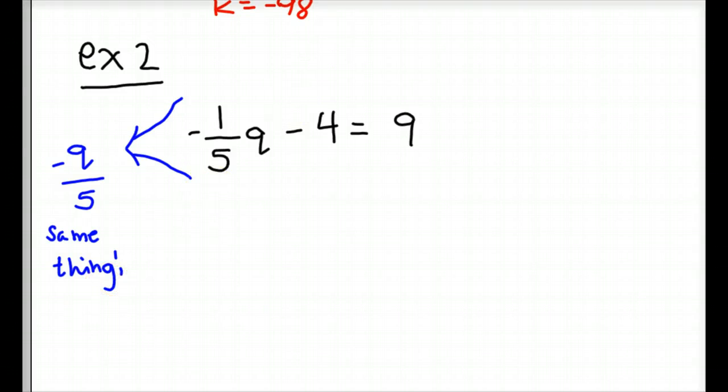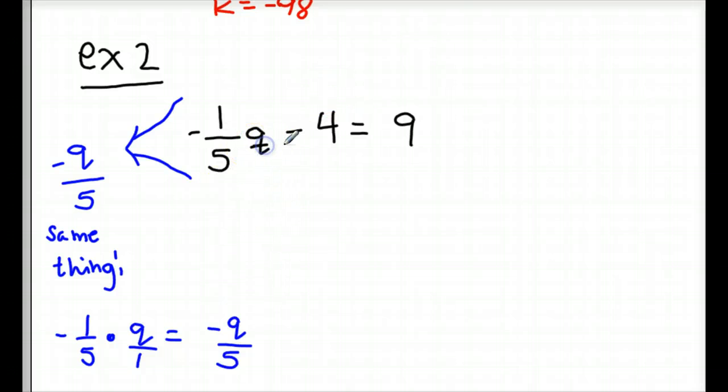Why is it the same thing? Well, I'm just going to do this down here in blue, just a little side note. It's the same thing because all you're doing is taking negative 1/5 and you're timesing it by q. Now, we know when we multiply fractions, you just multiply straight across. So we have negative 1 times q is negative q. 5 times, this could be q over 1, let's say. 5 times 1 is 5, so it's the same thing. Negative q over 5 is the same as negative 1/5 times q.